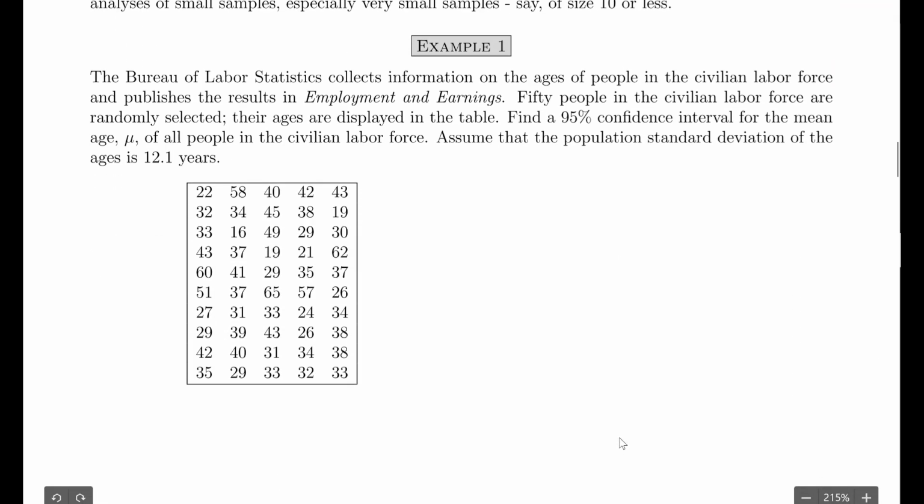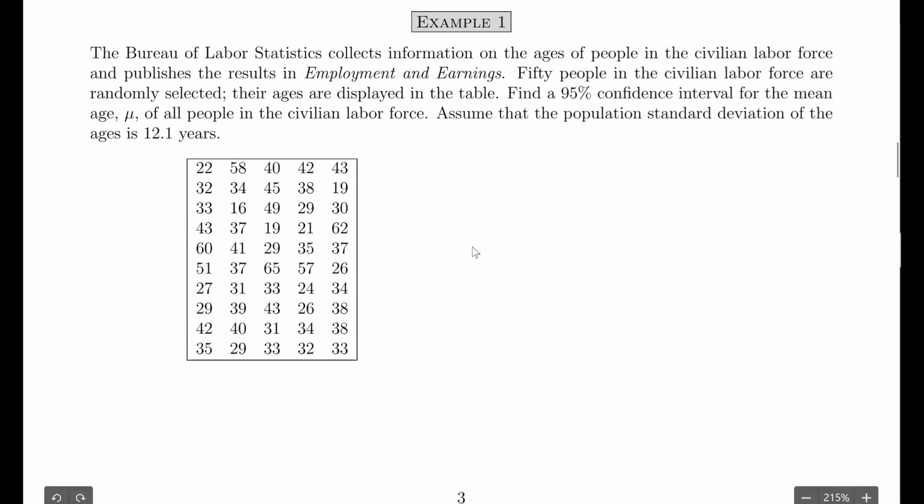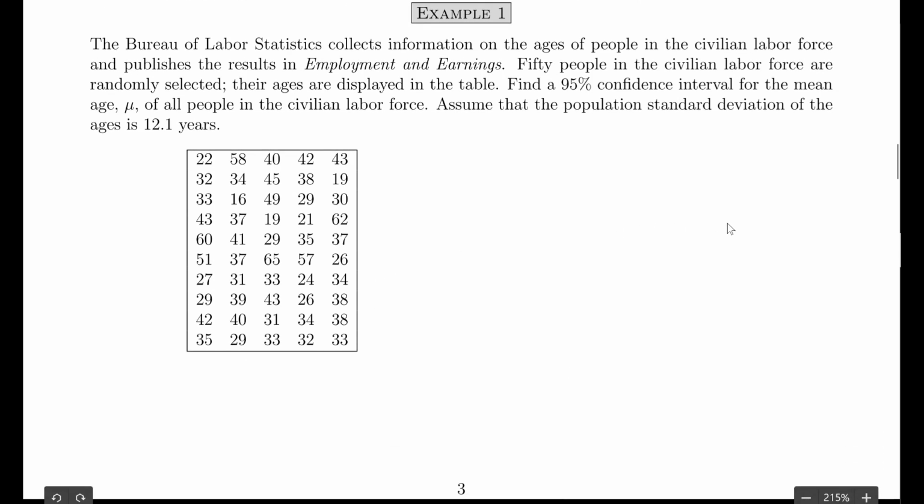So in example 1, the Bureau of Labor Statistics collects information on the ages of people in the civilian labor force and publishes the results. 50 people have been randomly selected. Their ages are displayed in this table. We want to find a 95% confidence interval for the mean age, mu, of all people in the civilian labor force. Assume that the population standard deviation is 12.1 years.